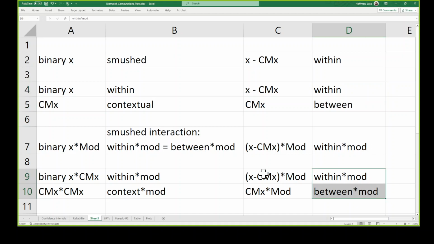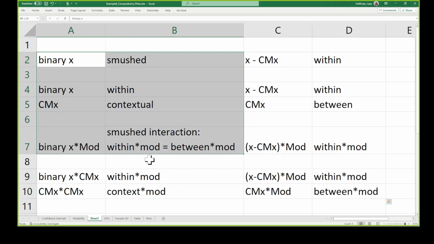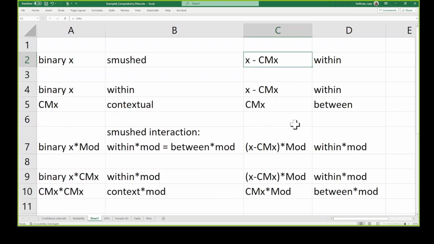Same thing here. Contextual moderation would be the between by moderator minus within by moderator. It's the same principle. And yes, I like it this way. The rest of the world does this. Up to you. And if you're going to analyze your own data, which many of you are, you can choose which way makes the most sense to you, seems the most useful. So long as, if you are going to go over here, the random slope needs to be with the within version. Otherwise, that's a different kind of smushing that will be nearly impossible to solve.